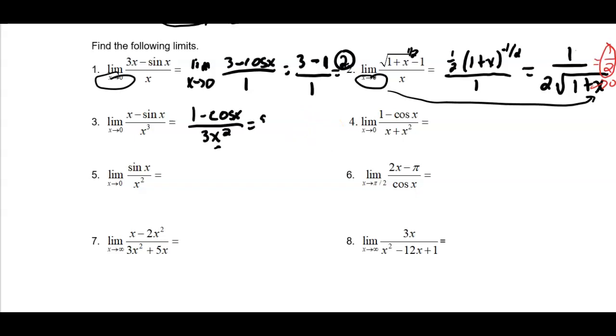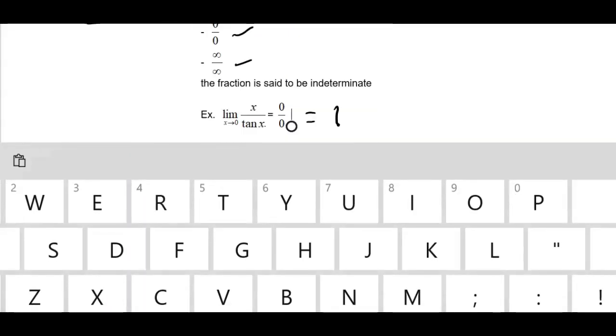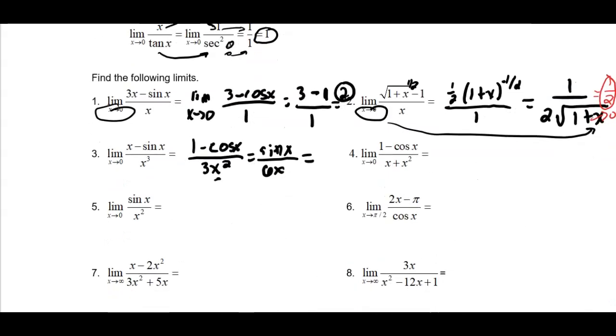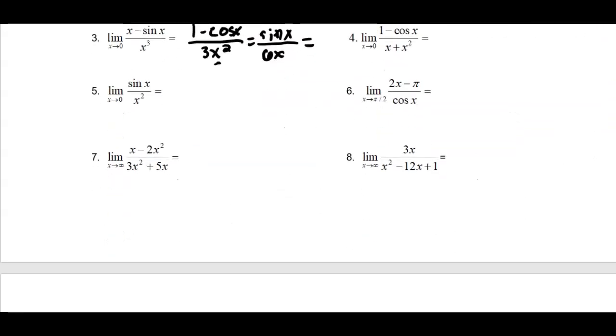So now in this one, you're going to get sine of x on top, 6x in your denominator. Let x be a 0. So sine of 0 is 0. 6 times 0 is 0. If you notice now, the second derivative also gives us indeterminate form. Usually the eyes start to roll at this point, because now we have to do it again.